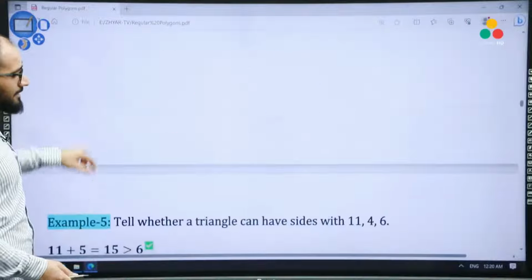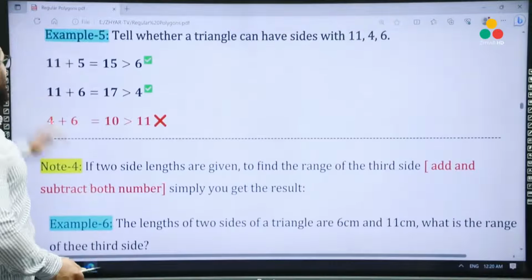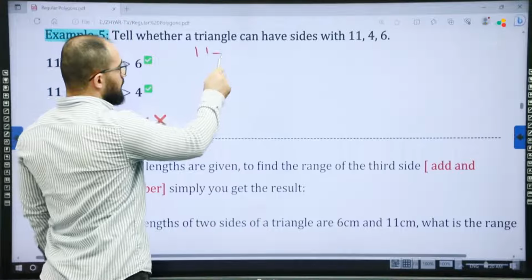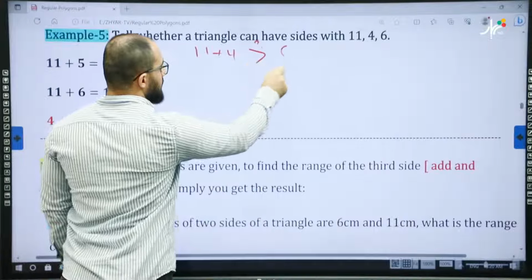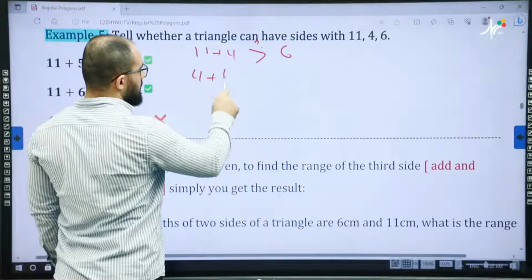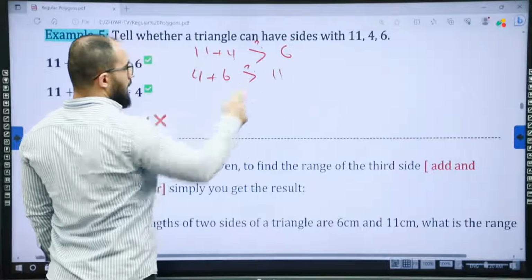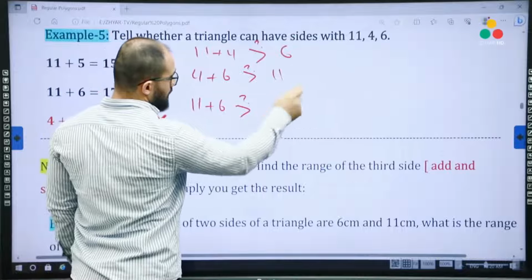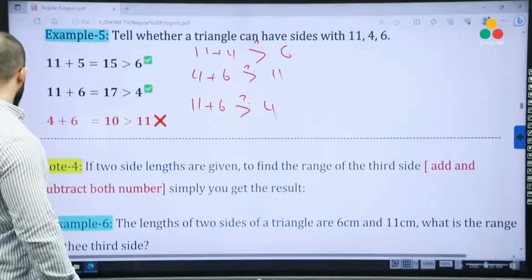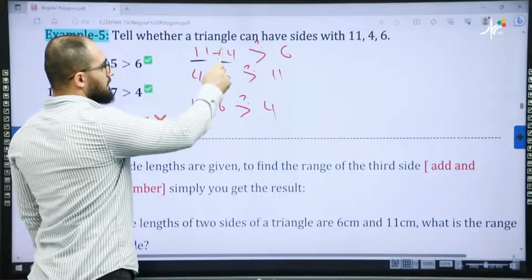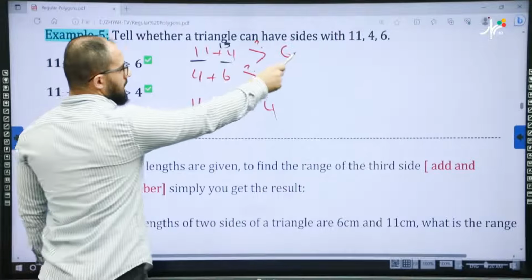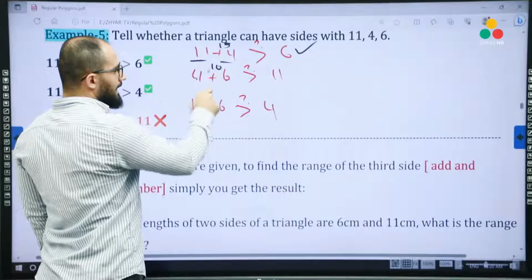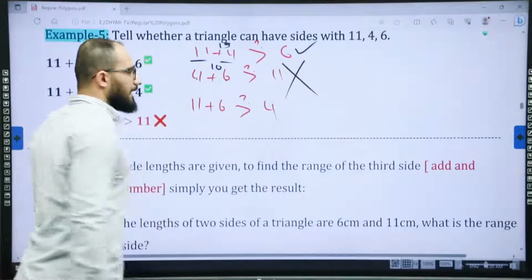But for the next example, we have 11, 4, and 6. Let's test those three numbers. The first one we have 11 plus 4. Is it greater than 6? Then 4 plus 6. Is it greater than 11? And finally we have 11 plus 6. Is it greater than 4? So let's test. First one, 11 plus 4 is 15. Is 15 greater than 6? Yes, it applies for the first one. 4 plus 6 is equal to 10. Is 10 greater than 11? Of course, it is not.